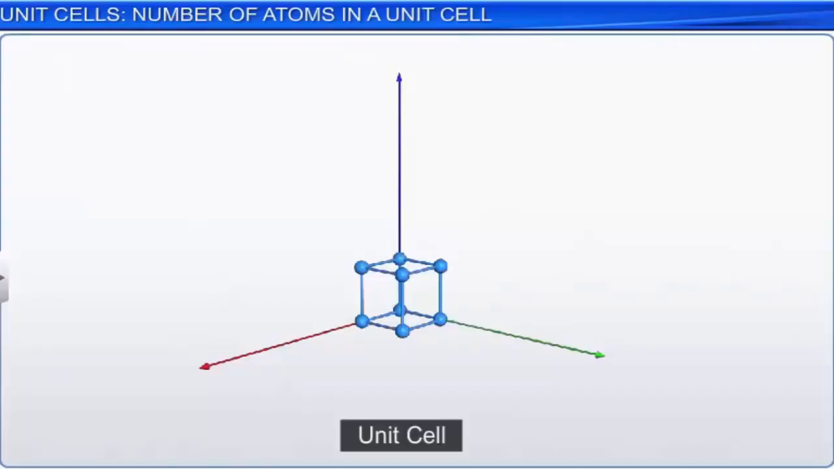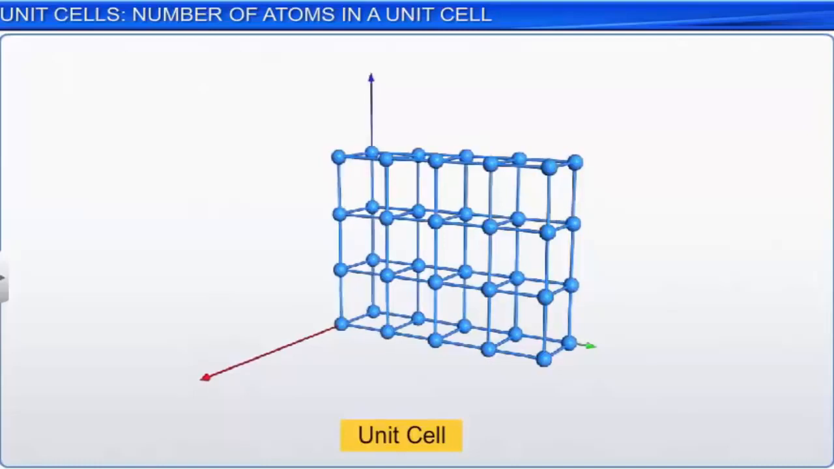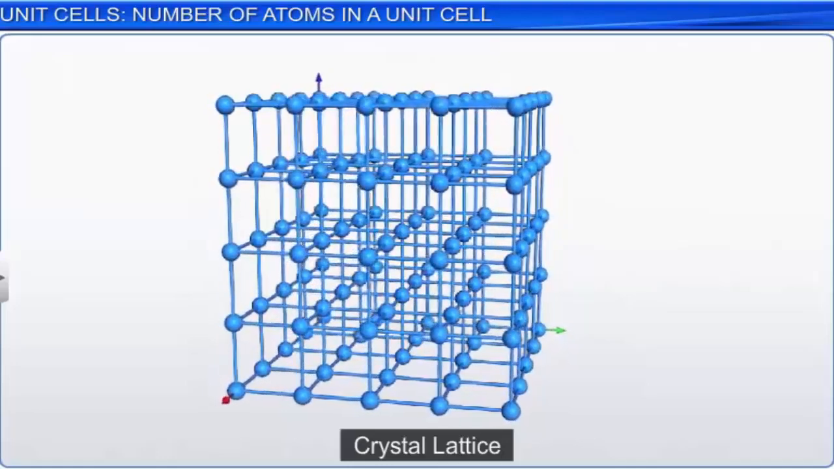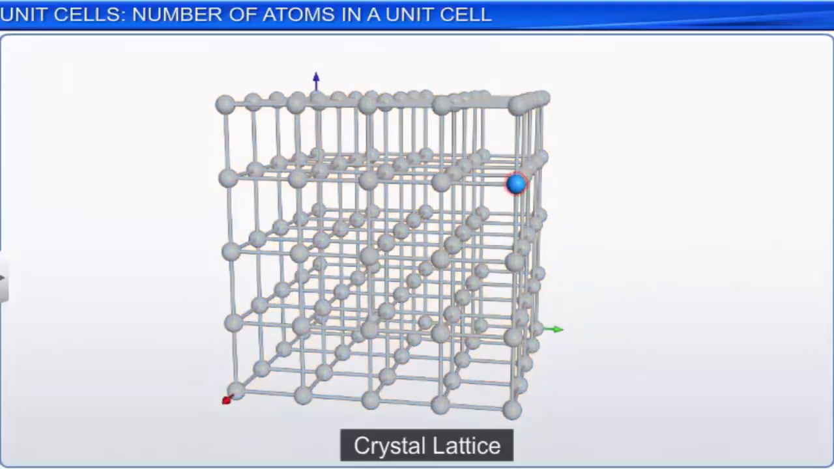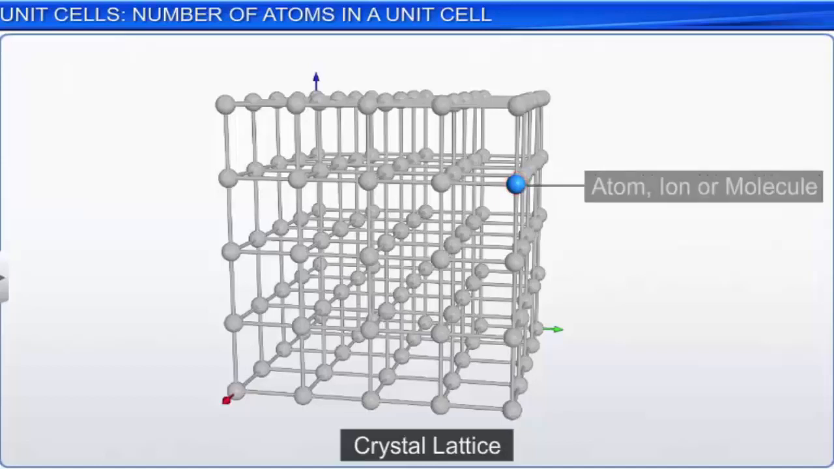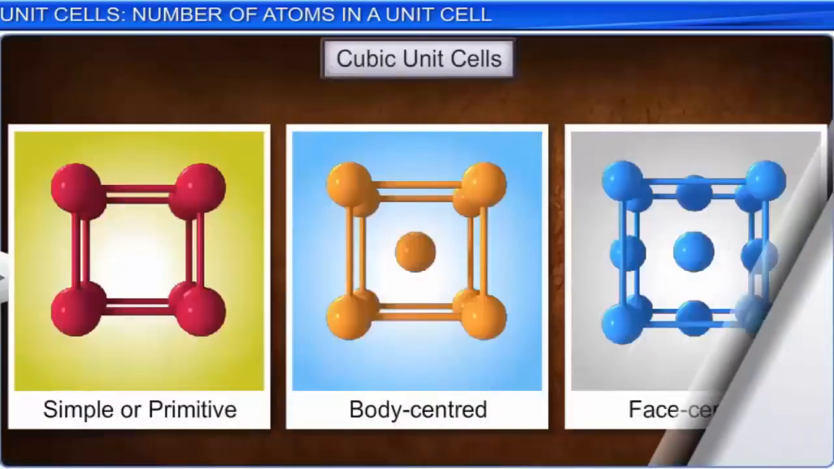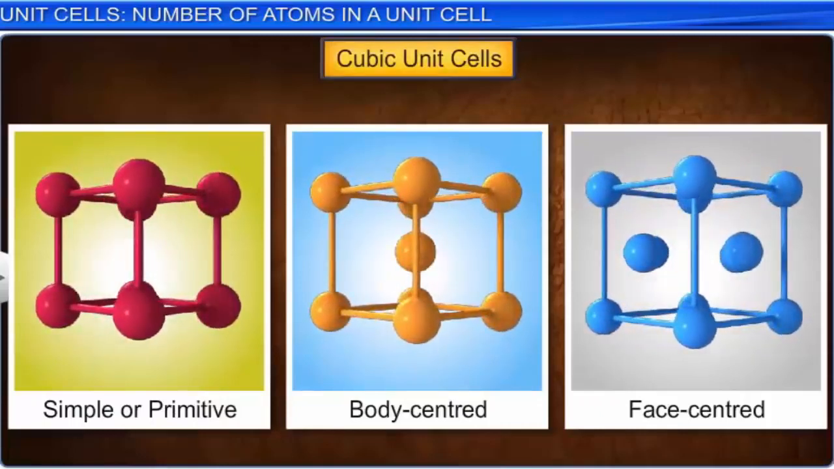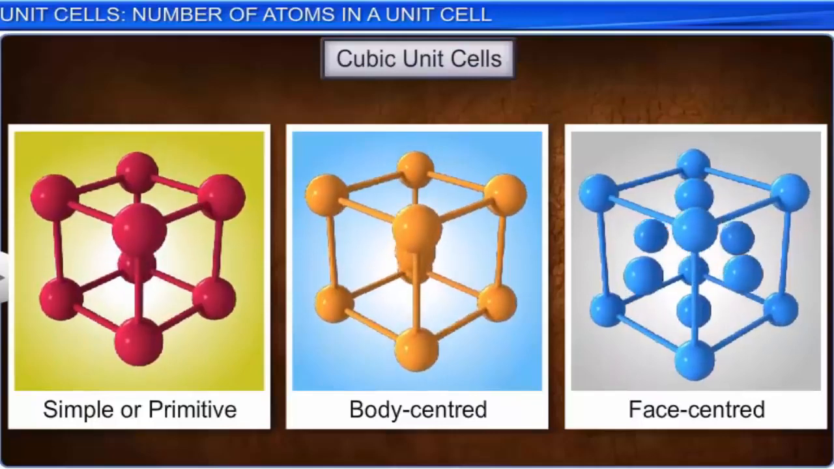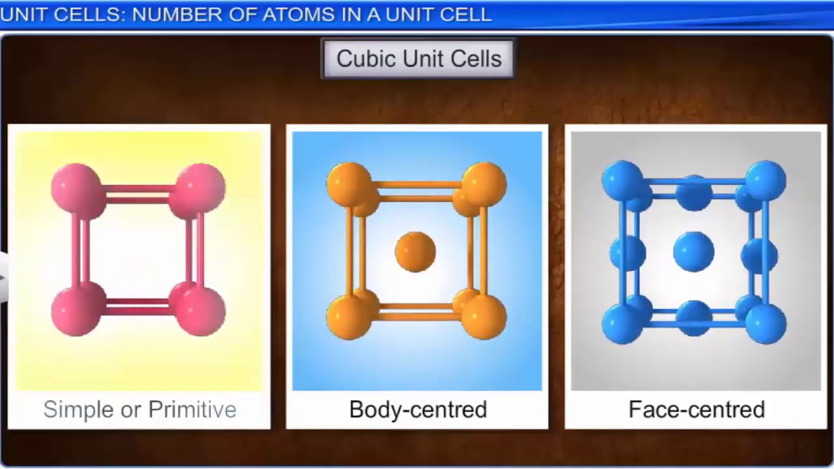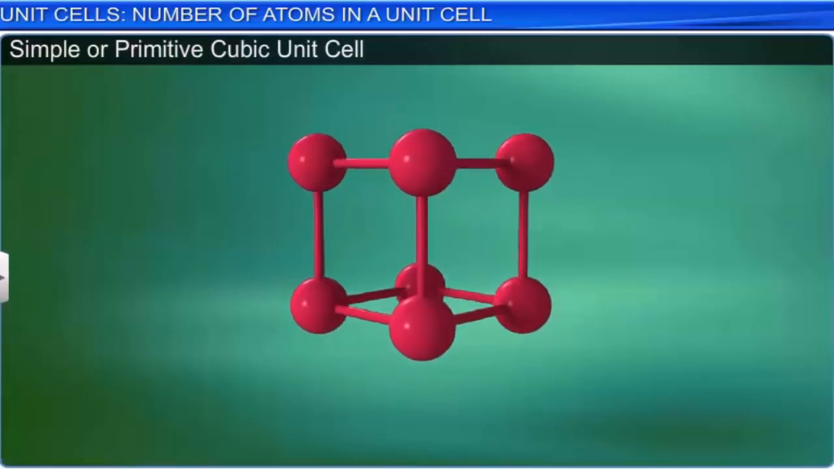You already know that every crystal lattice is made of an infinite number of unit cells, and every lattice site is occupied by a constituent particle that may be an atom, an ion, or a molecule. Now let's examine what portion of each particle belongs to a particular unit cell. Consider three types of cubic unit cells. For the sake of simplicity, assume that the constituent particle is an atom. Let's start with a simple or primitive cubic lattice.